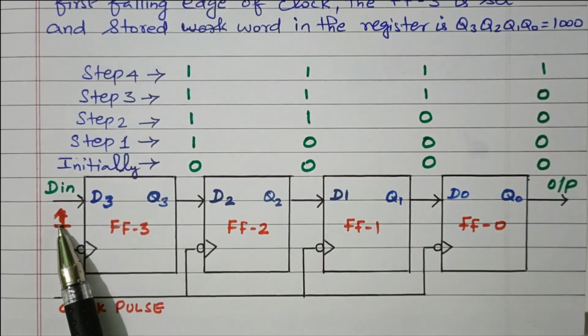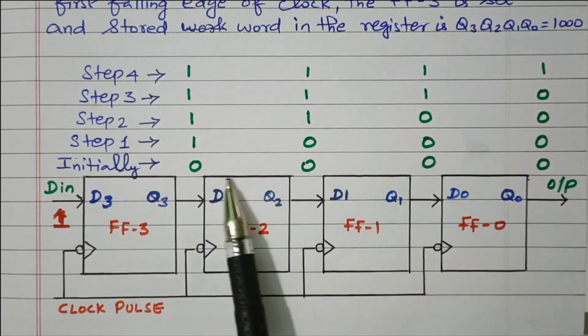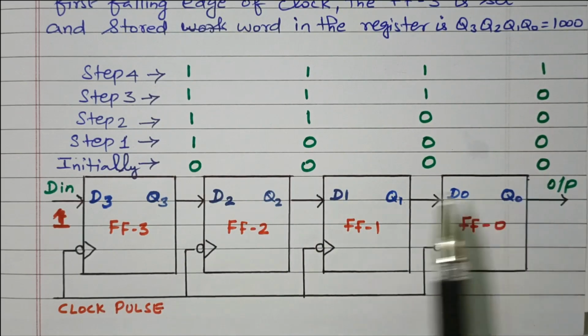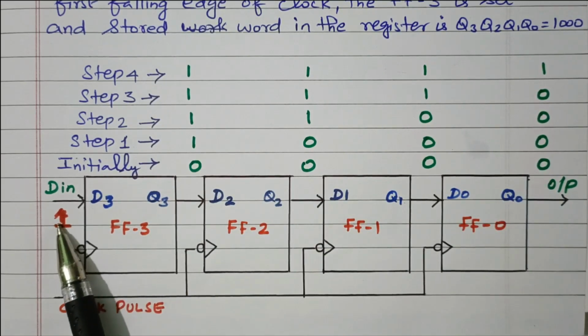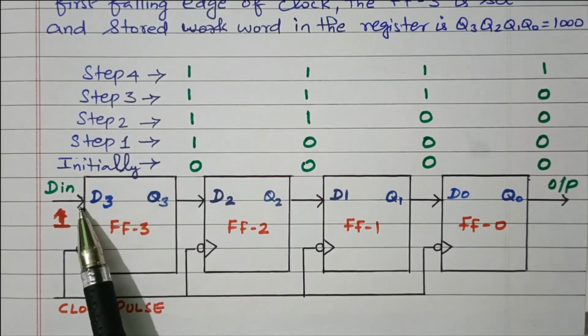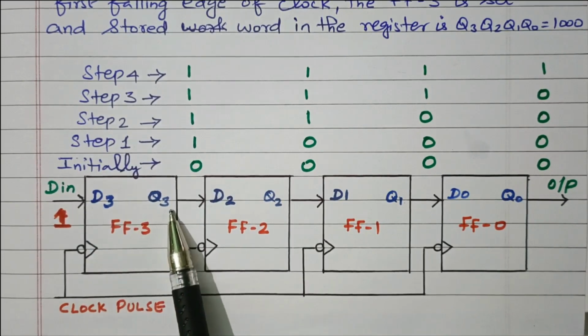Initially it is 0. The outputs of all the flip-flops are 0. The data we need to store is 1, 1, 1, 1, right? 4 ones, right? So initially we are applying 1 to the D in. So in step 1 we are applying 1 to D3. What happened? This D3 will be available in Q3.